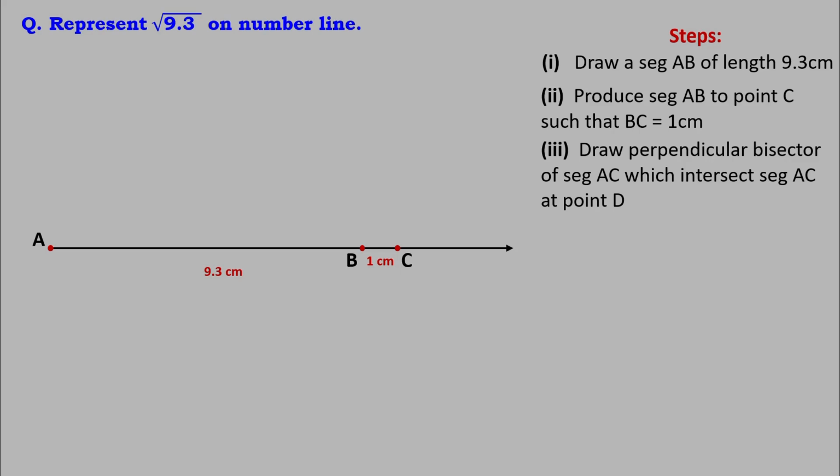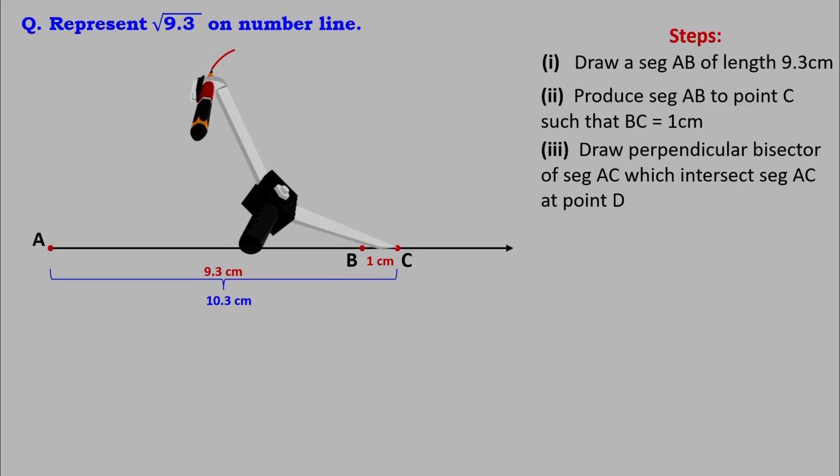Now next step, draw the perpendicular bisector of segment AC which intersects segment AC at point D. So we have to find, if you calculate AB, we know that is 9.3 and BC is 1 centimeter. So AC is 10.3, 9.3 plus 1. Now we have to draw a perpendicular bisector of AC.